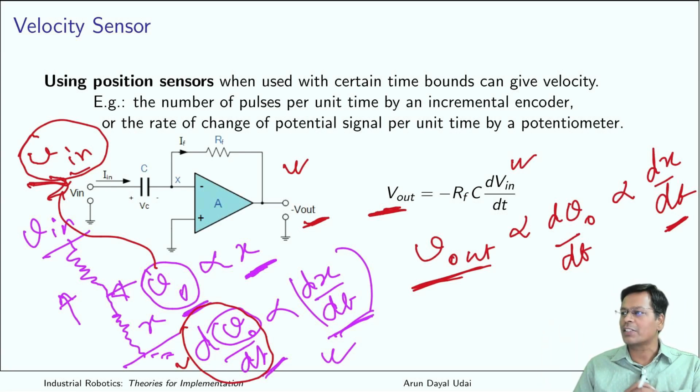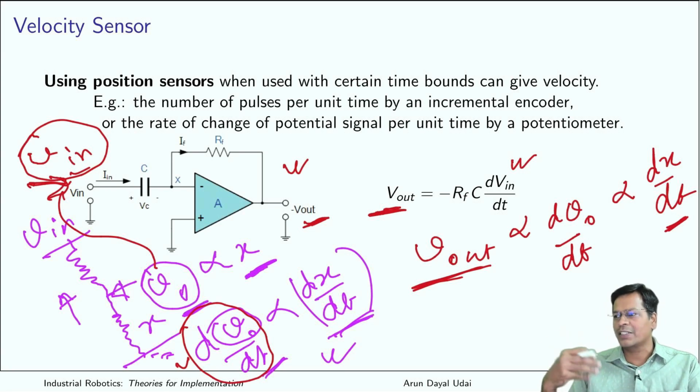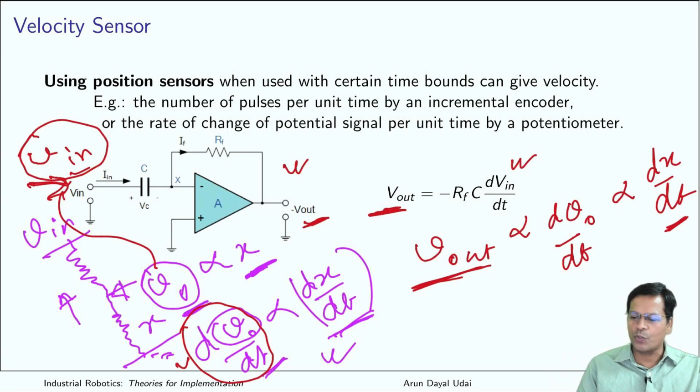Using a simple potentiometer, you can estimate the velocity. But yes, potentiometers find limited application because of their sensitive nature to humidity and dust. They are prone to noise after a certain time of usage.